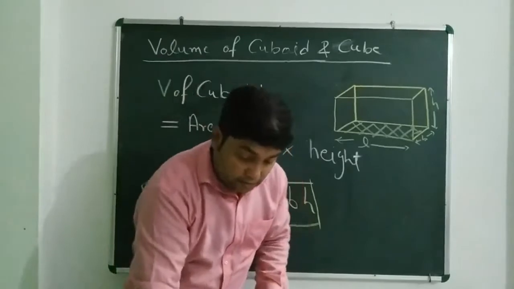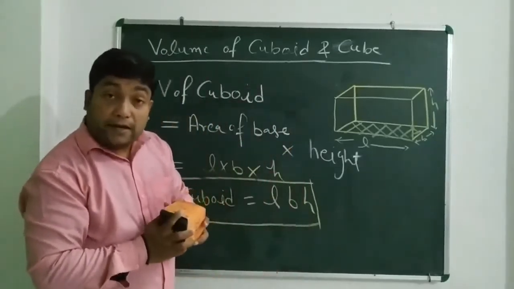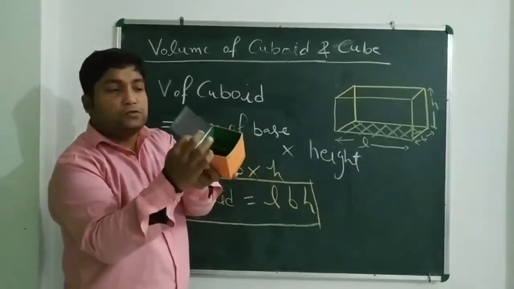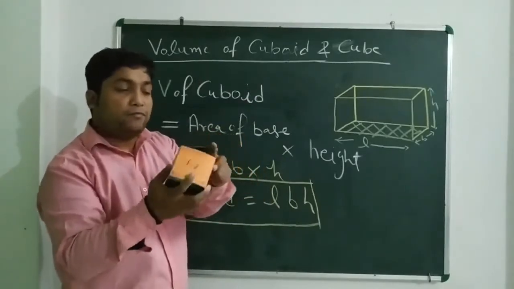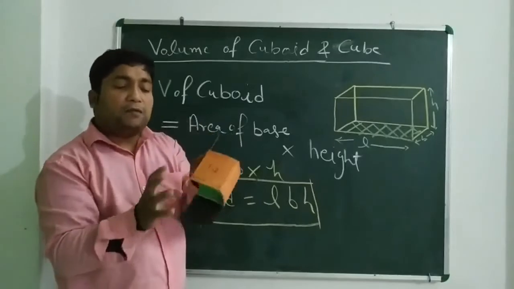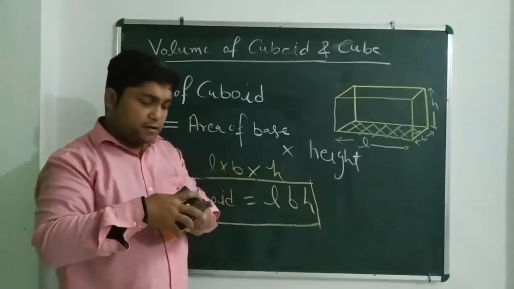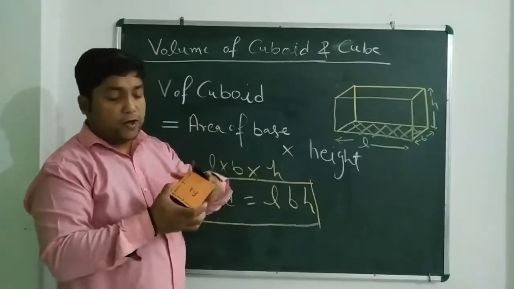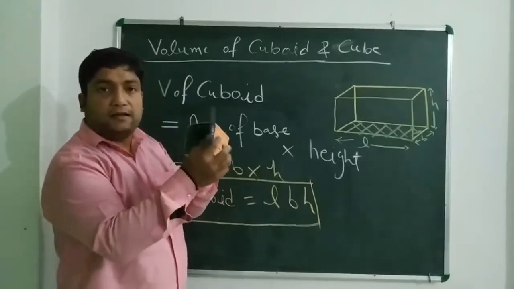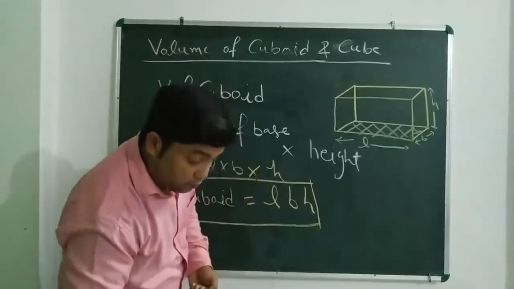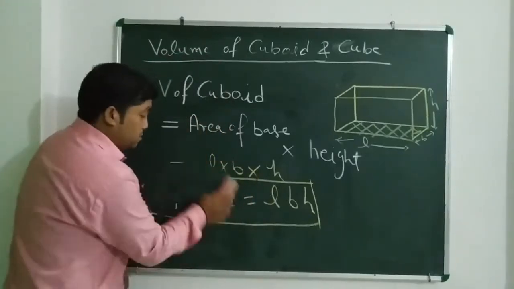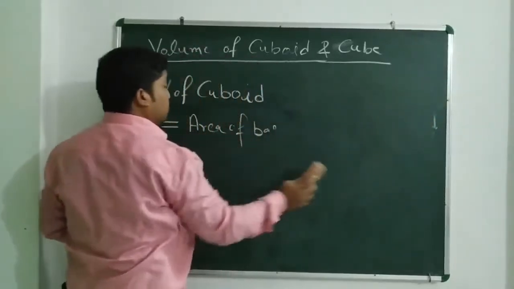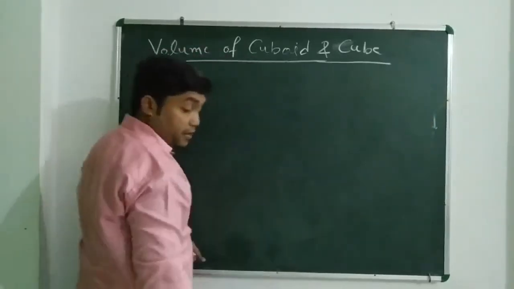So what is the volume of this cube? You say area of the base into height. So what is the base? You say, sir, it is a square. This one is also a square. All of the sides are equal. The base is like a square. So volume of the cube is equal to area of the base into height.